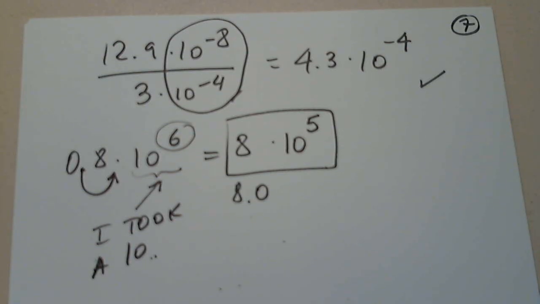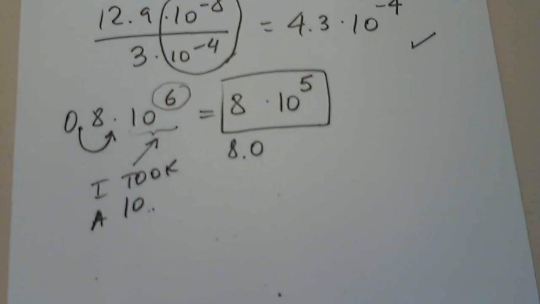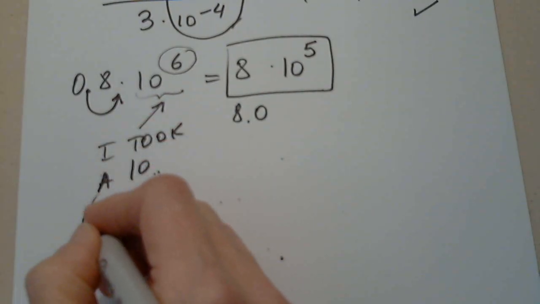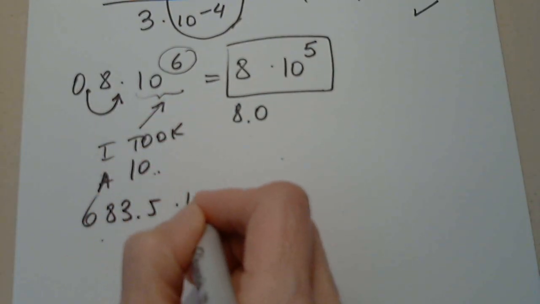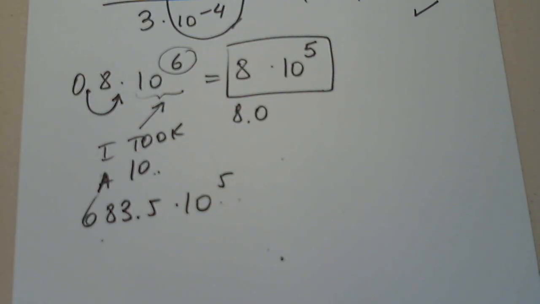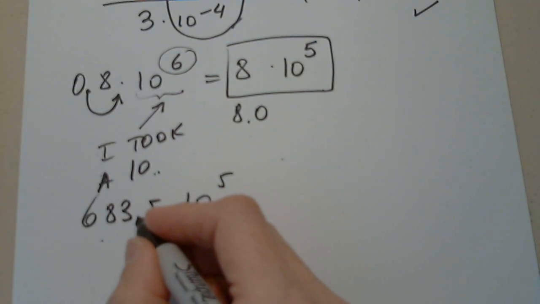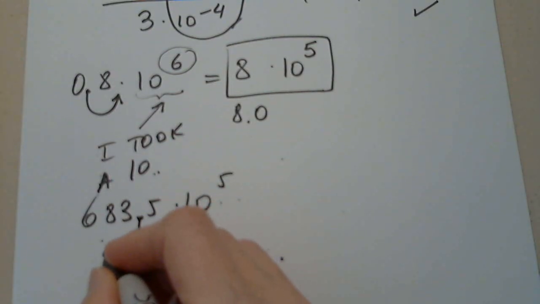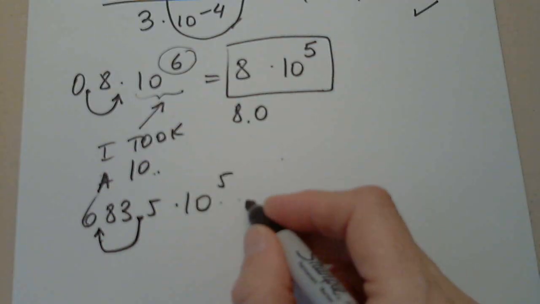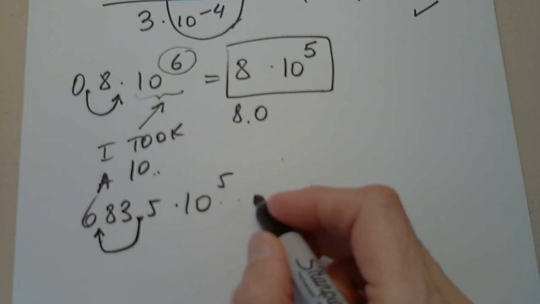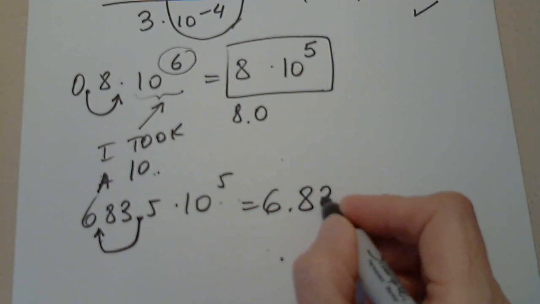Dana thinks that the number is correctly written in scientific notation. Is she correct? No. So we have 683.5 times 10 to the 5th, and we want to put it in scientific notation, which means I have to move the decimal 2 places to the left. So 6.83.